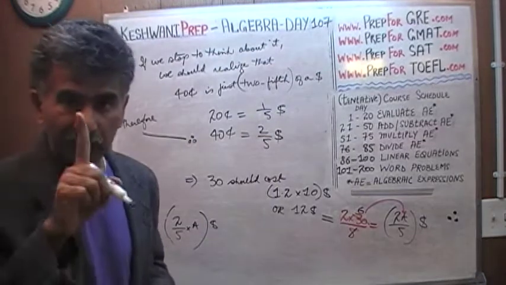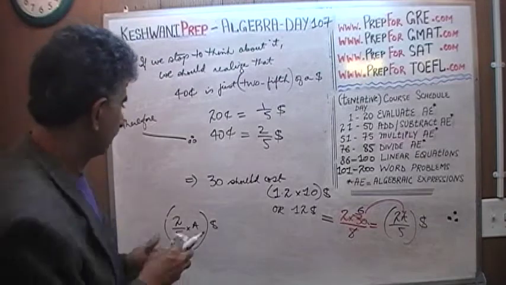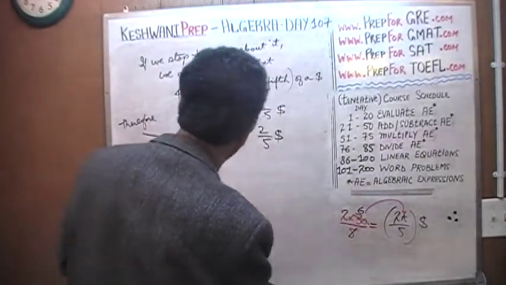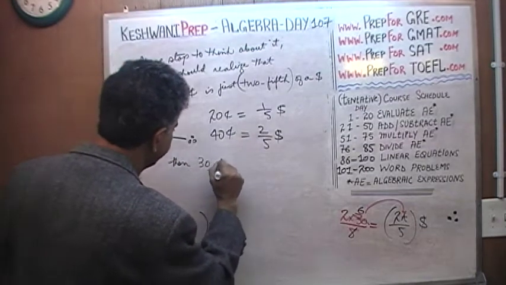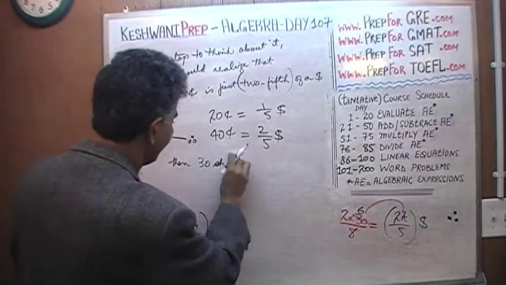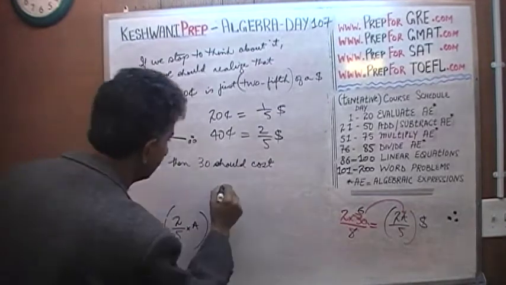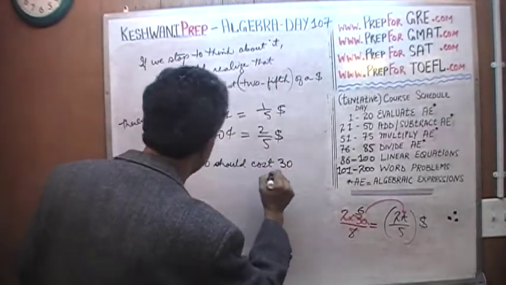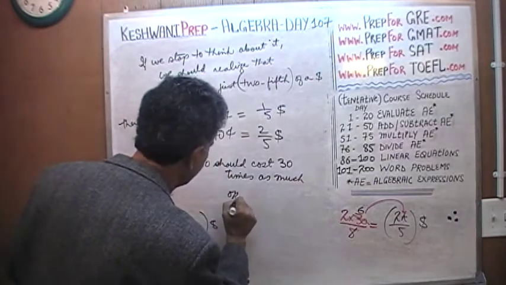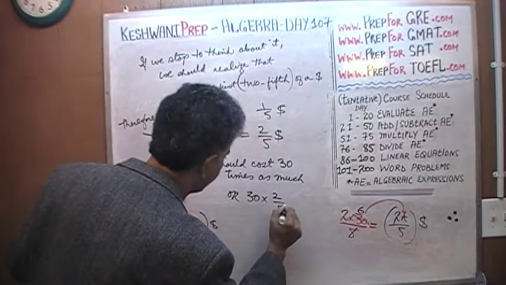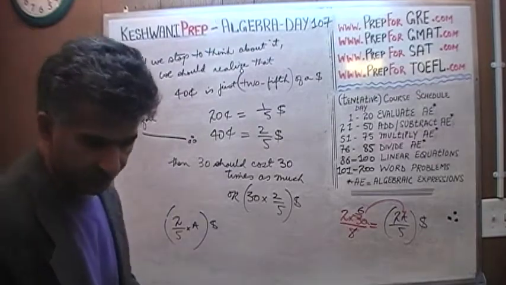Now, if one of them costs 2/5 of a dollar, then 30 of them cost 30 times as much. If one of them costs 2/5 of a dollar, then 30 should cost 30 times as much, or 30 times 2/5 of a dollar. Voila! What do you recognize? Watch here.